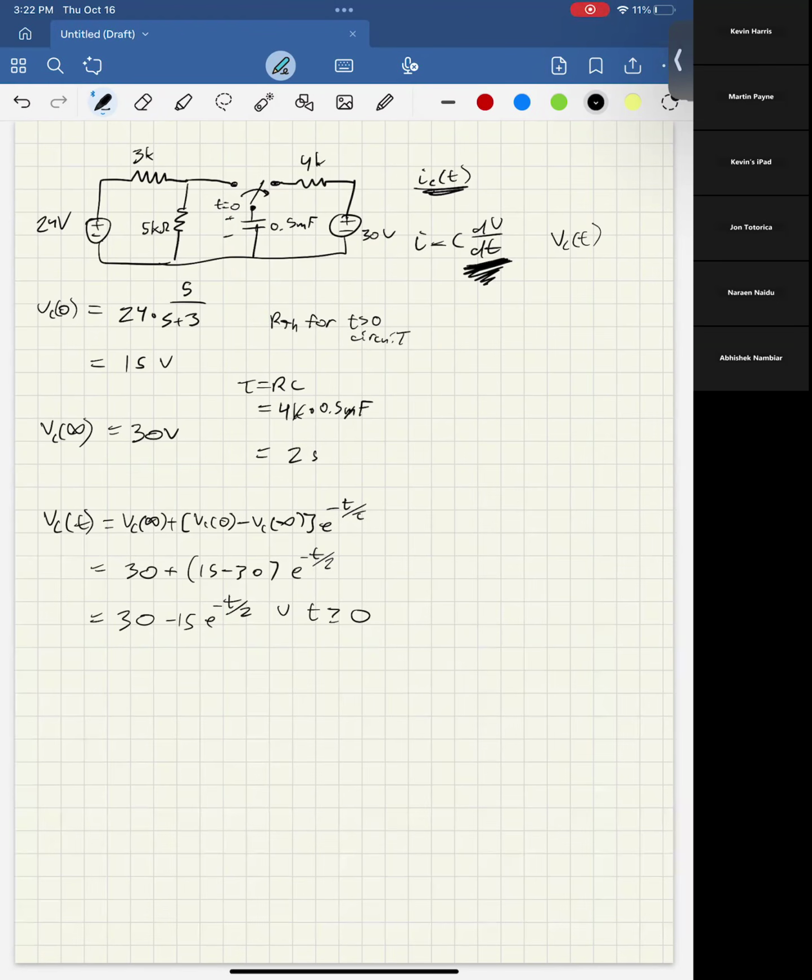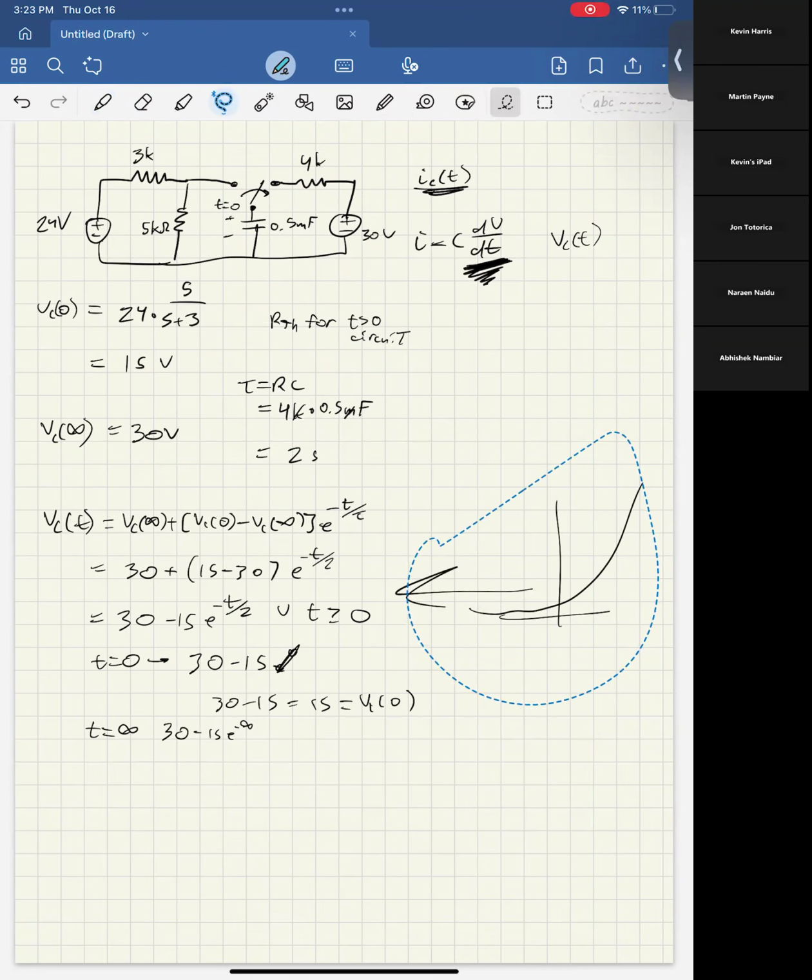And as I was saying at the beginning, it's a good idea to check your work and make sure you did this equation right. So if I plug in t equals 0, then this will be 30 minus 15 e to the 0, which is just 1, right? So this is 30 minus 15, and that's 15, which is equal to our VC of 0. So we know that we did that right. Likewise, if we plug in infinity, we get 30 minus 15 e to the negative infinity. E to the negative infinity, if we remember, e to the x looks like that. So if we go all the way that way, it's effectively 0.